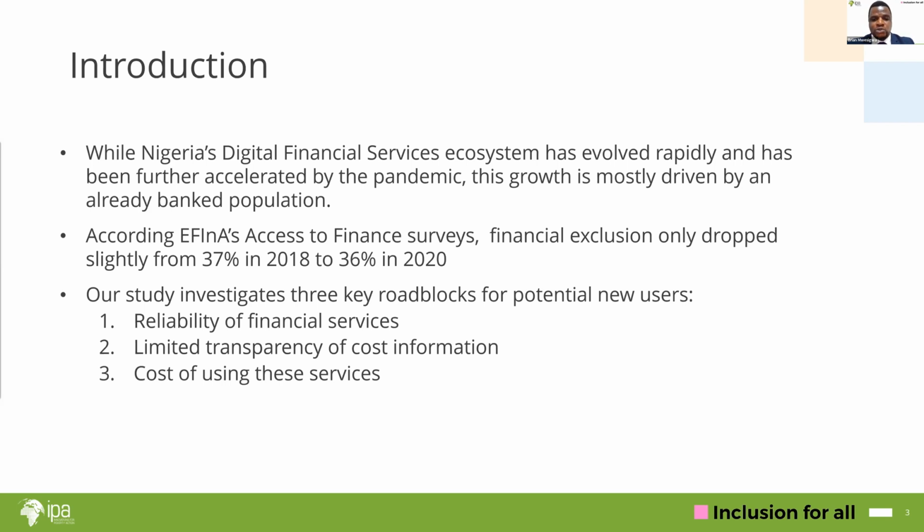So our study is really basically trying to investigate 3 key roadblocks for new users joining the ecosystem. The 3 roadblocks that we looked at were 1, reliability of financial services, 2, limited transparency of cost information, and 3, the cost of using these devices. Next slide, please.